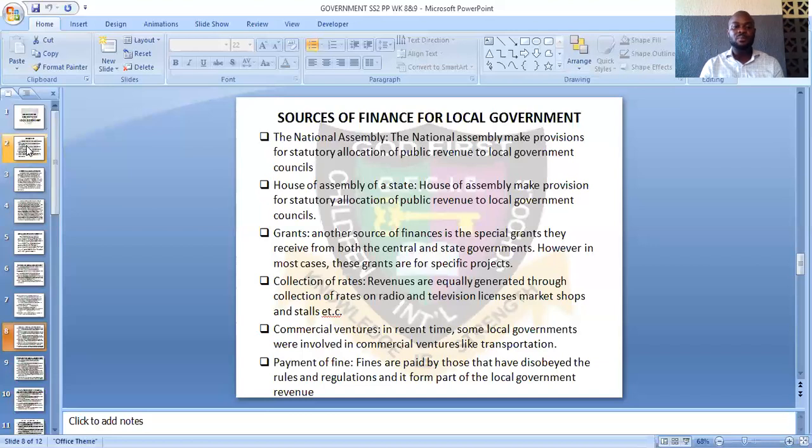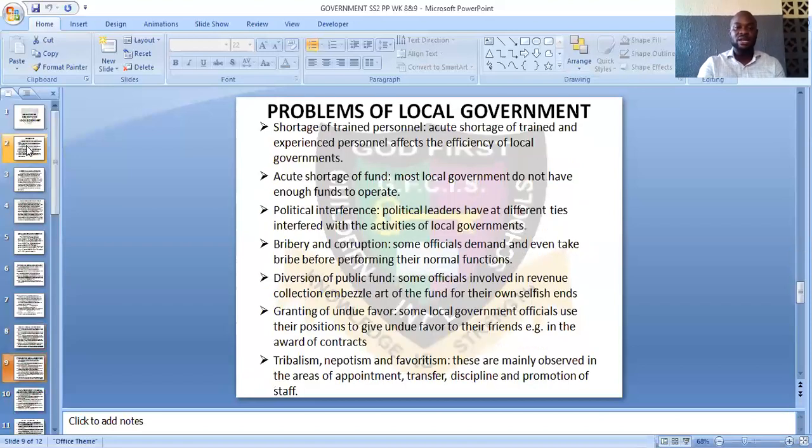Another source of finance for local government is the payment of fines. Fines are paid by those who have disobeyed the rules and regulations, and they form part of local government revenue. That is, those who go against the bylaws of local government, the fines they pay still add up to be one of the sources of finance to the local government.